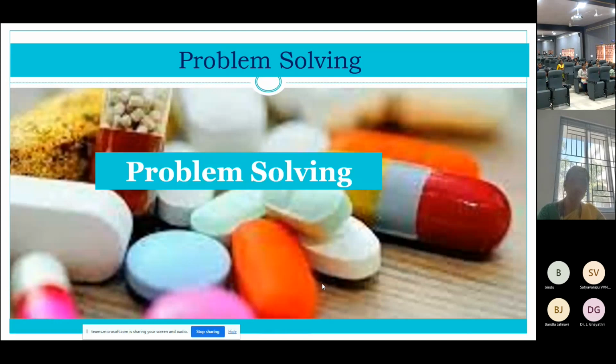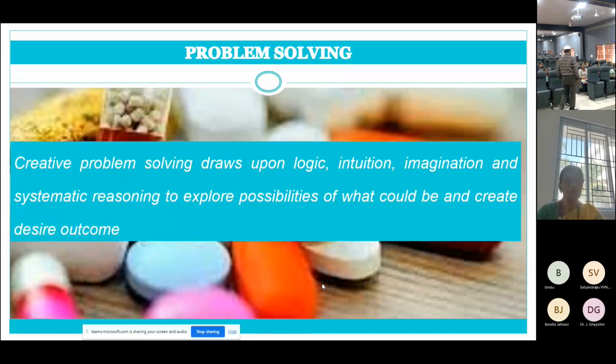So when you would like to find out a solution for the problem, the creative solving draws upon logic, intuition, imagination, and systematic reasoning to explore the possibilities of what could be and create desired outcome. So these are all the things, logical things, intuition, imagination, and systematic reasoning. So these are the possibilities to get a good outcome, desired outcome for the people.